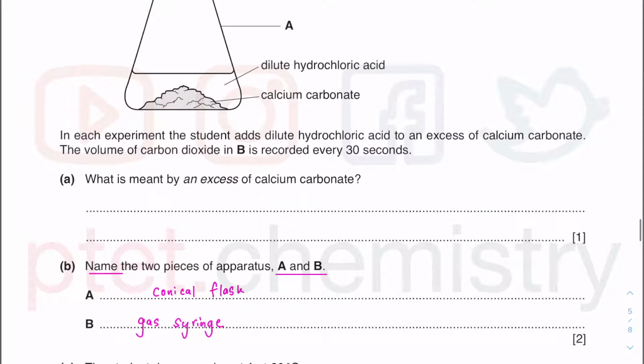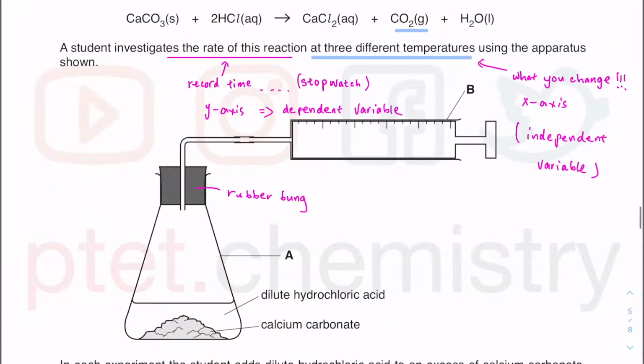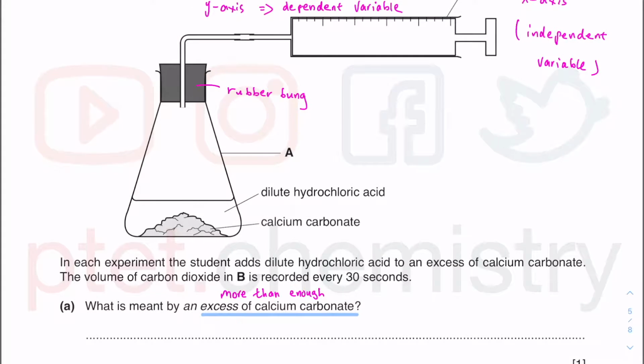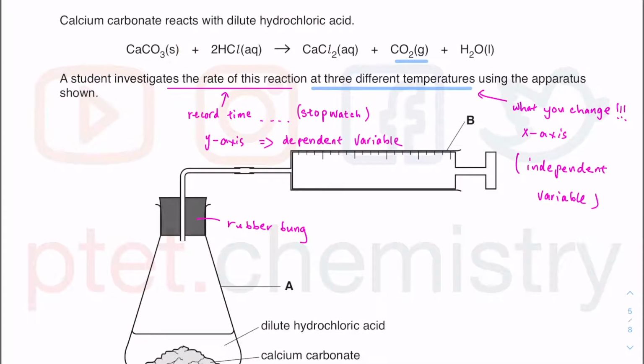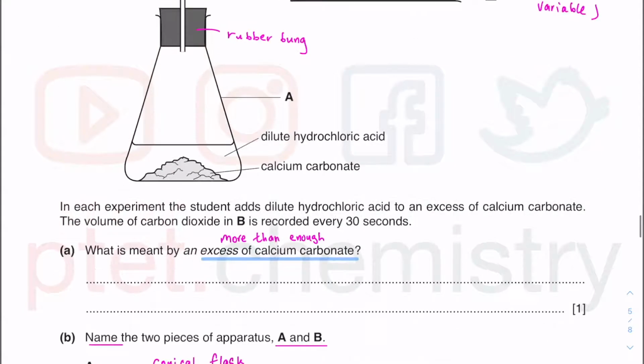What is meant by an excess of calcium carbonate? Excess means more than enough. More than enough. So if you have more than enough solid to react, that means the other reactant you don't have enough of it, because here you have excess of calcium carbonate. You have excess of this, means you don't have enough of the HCl. So if you have excess of the solid, not all the solid will react. So excess means not all will react, not all of the calcium carbonate.